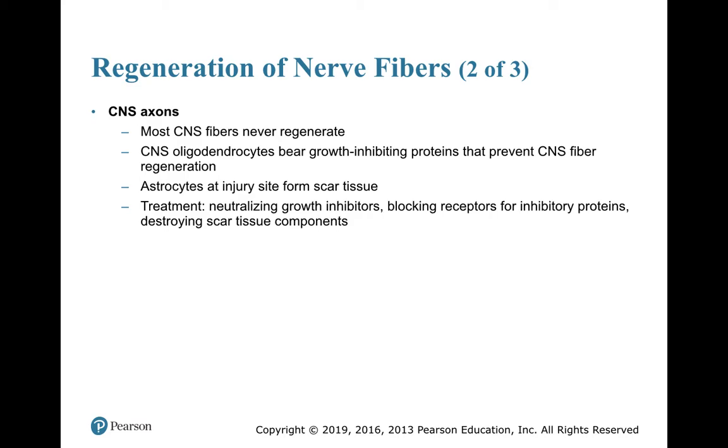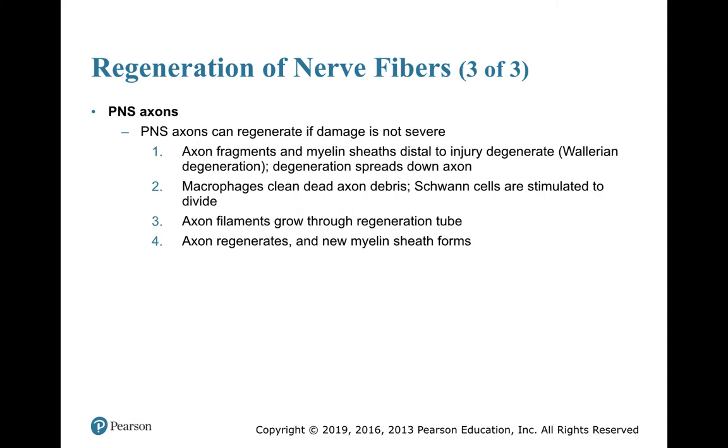There's experimentation happening all the time to see if we can fix some of this, perhaps neutralizing growth inhibitors, blocking receptors for inhibitory proteins, or destroying the scar tissue component. But so far, it has not been extremely successful. In the peripheral nervous system, we can regenerate the axon if the axon fragments in the myelin sheaths distal to the injury degenerate. That is called Wallerian degeneration, and that would spread down the axon.